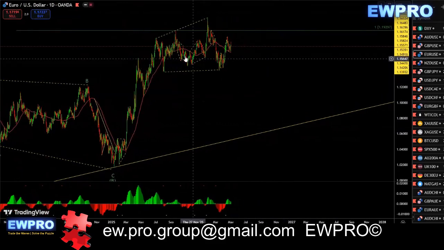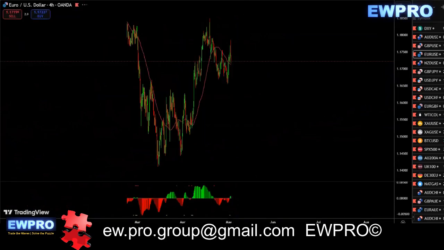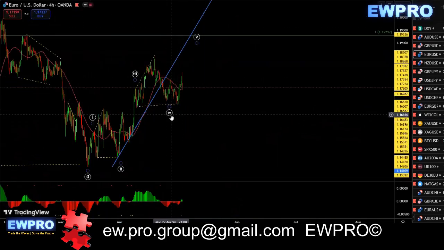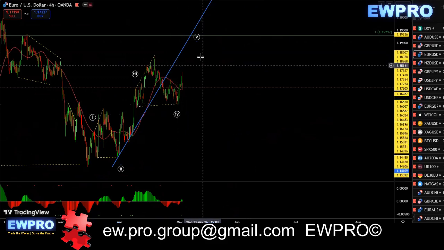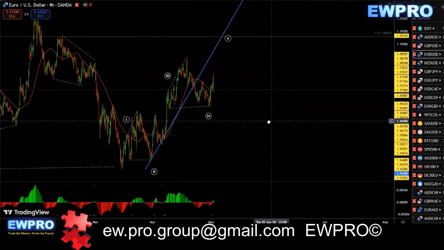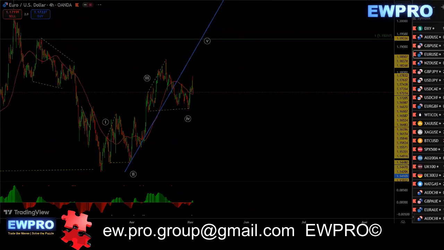EU very similar to GU on the daily. We're looking at that A, a B, and a C. H4, we're actually looking for this wave 5 here. So on the H4, I am looking for a wave 5 up here. This one looks quite nice.